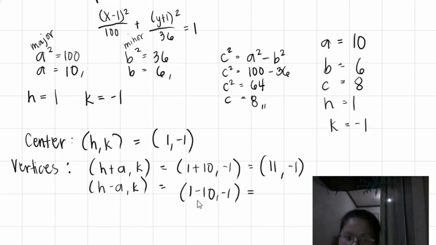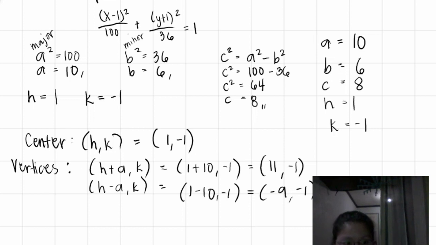Equals, 1 minus 10 is negative 9. And then, negative 1. So, ayan na yung ating vertices, yung dalawang points na nasa left and right para mag-graph natin. So, syempre, 4 yan, di ba? 4 na points parang si circle para makagawa tayo ng pabilog. So, ito naman pa ellipse.